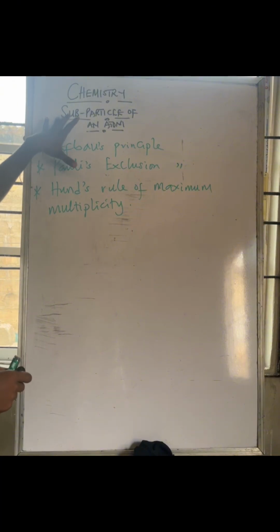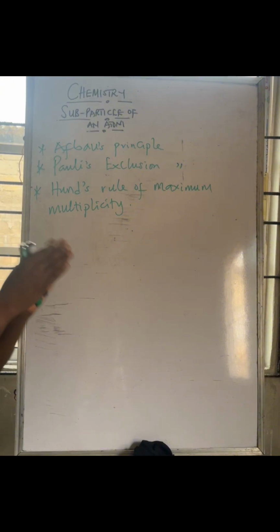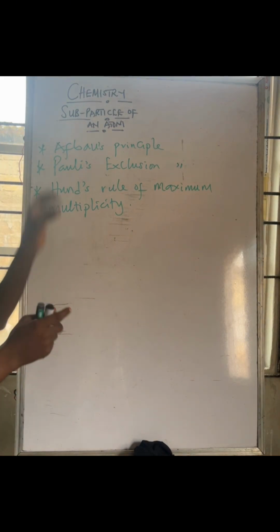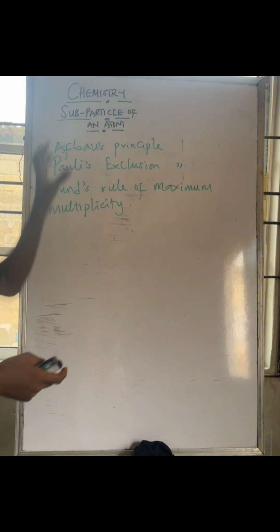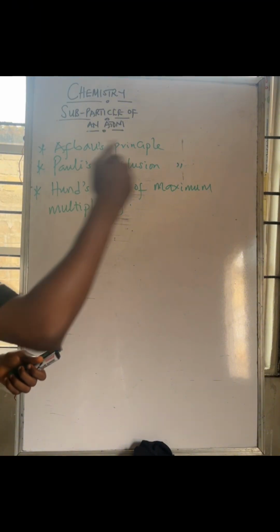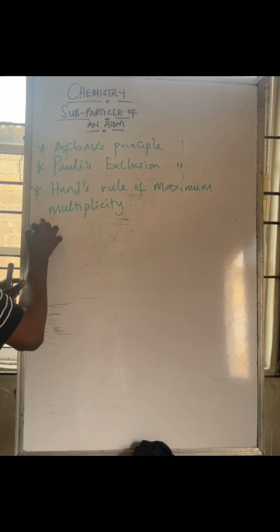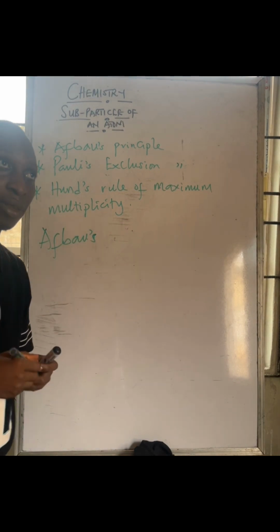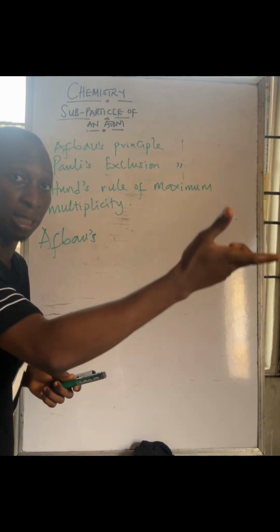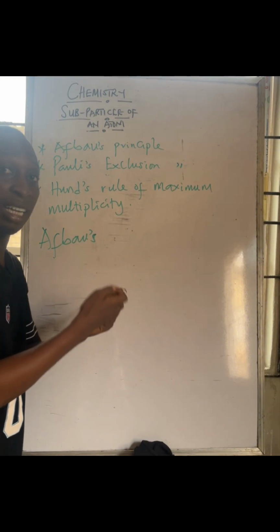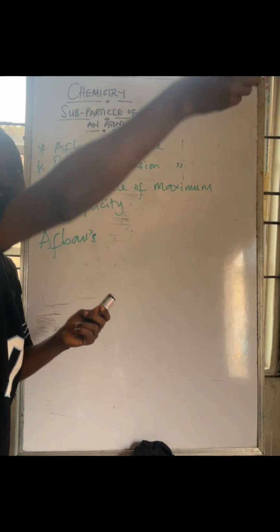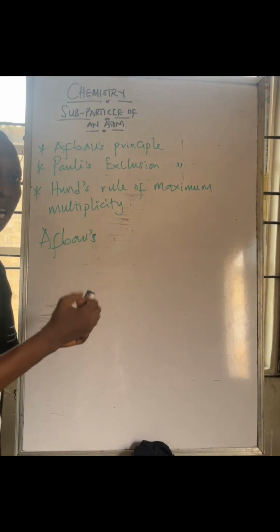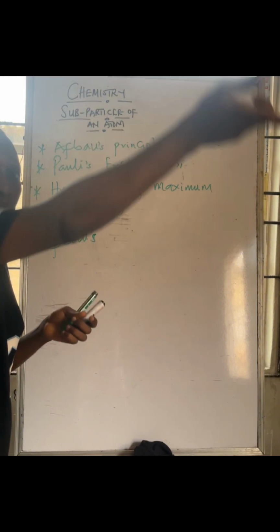Now, these are the three rules to determine how you can arrange your electrons in orbitals. I'm going to start with the first one, which is the Aufbau principle. It's either you call it Aufbau or you call it the build-up rule. Let's see what Aufbau came up with. The Aufbau principle states that electrons in orbitals occupy the lower energy level first before moving to the higher ones.